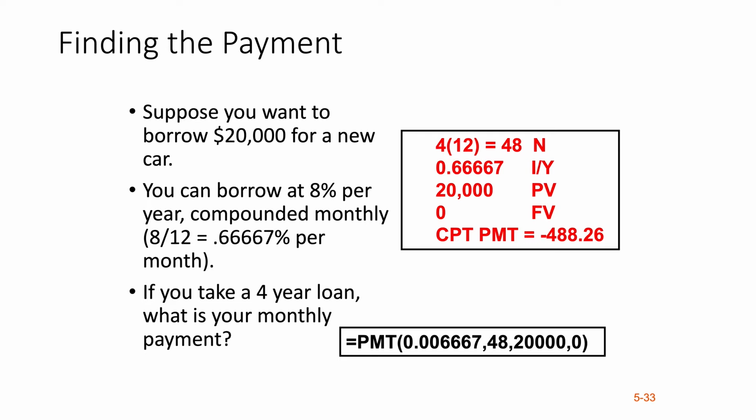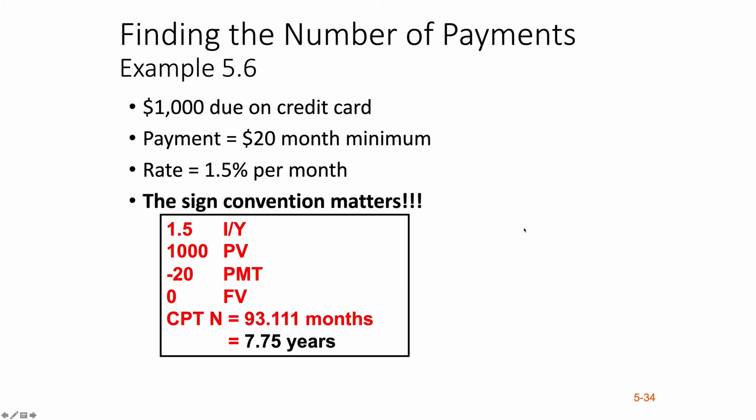Now let's look at this, just like we did last week. Give it three inputs and the financial calculator will do the fourth for you. Very easy. You have a $1,000 credit card loan due. The minimum payment is $20 per month. The interest rate per month is 1.5%. How long will it take you to pay off that $1,000 credit card loan?